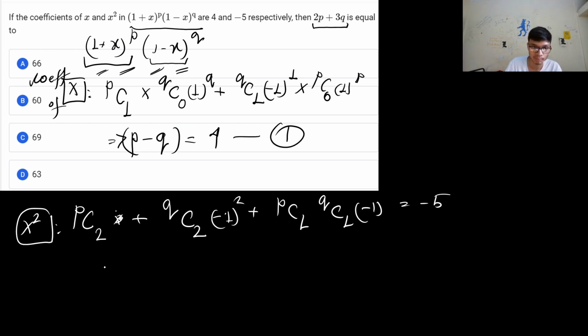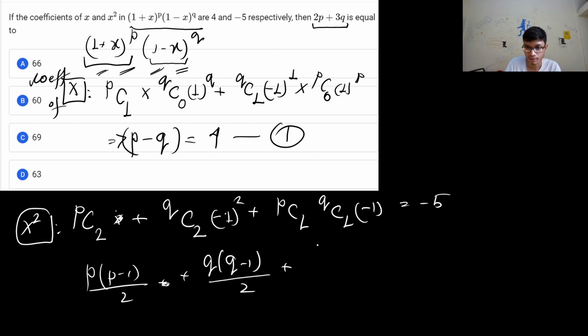and this is given as minus 5. So from here, if I expand this, I get p into p minus 1 whole divided by 2 plus q into q minus 1 whole divided by 2 plus, sorry, this will not be plus, this will be minus of p into q is equal to minus of 5. So from here I got one relation.